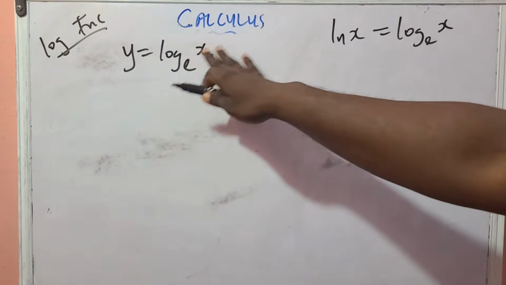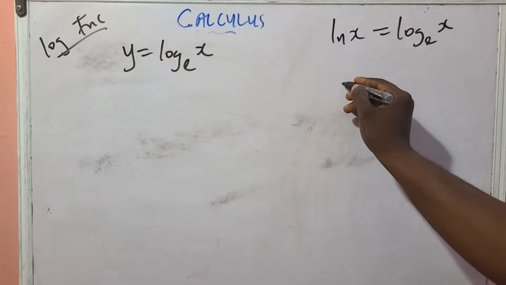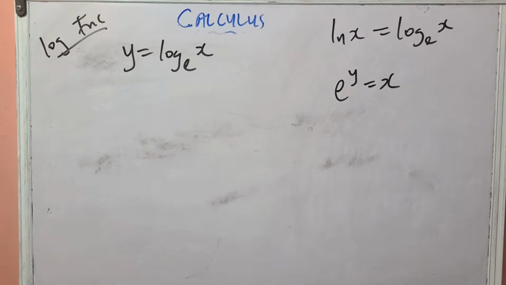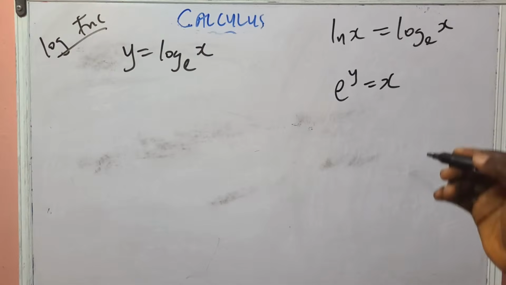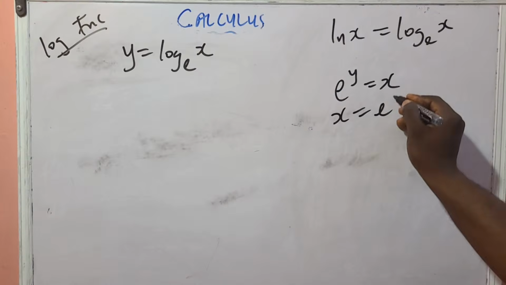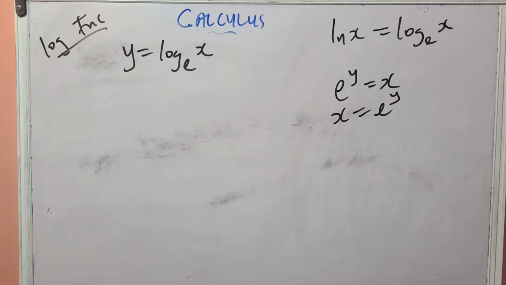If I'm going to write this as indices, I'm sure you know I'm going to write this as e raised to power y equals x. I'm sure everybody agrees with this. And if I go on to wanting to do, let me write it as x equals e raised to power y, because it looks much neater this way.